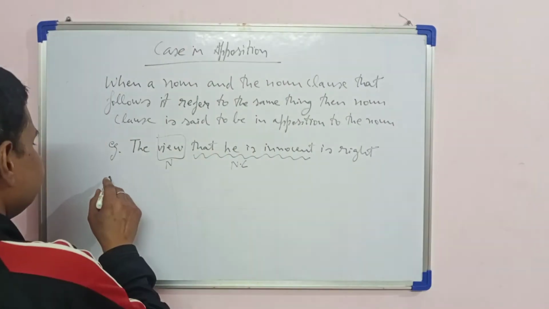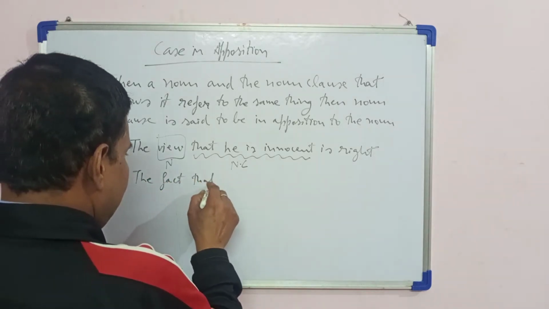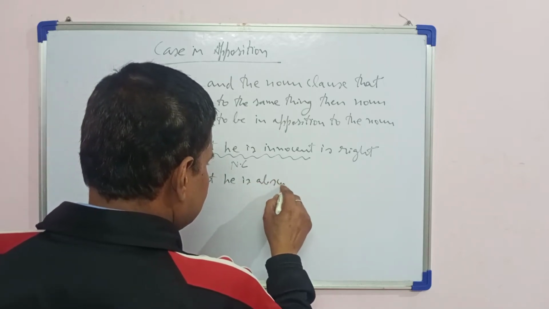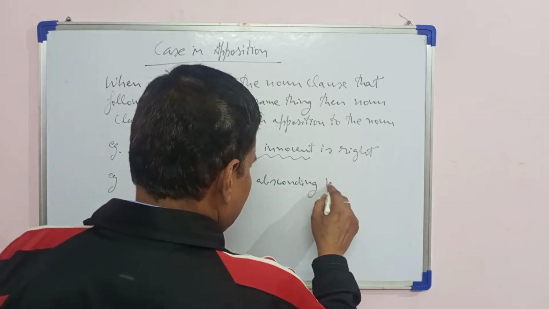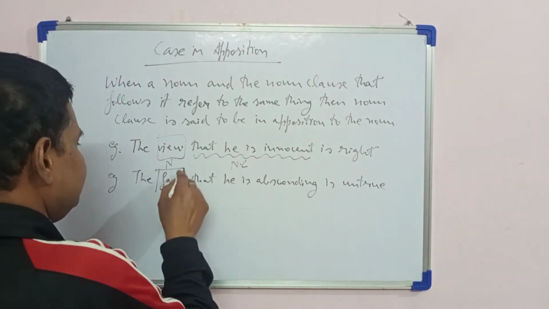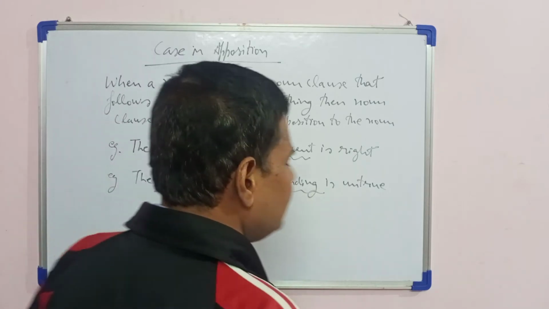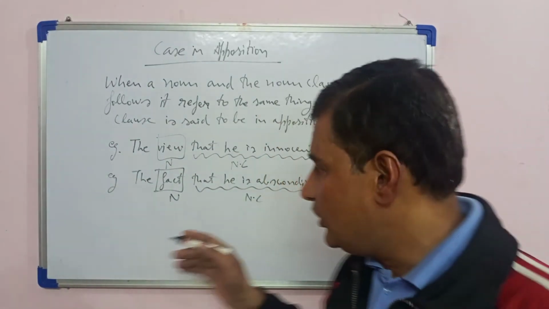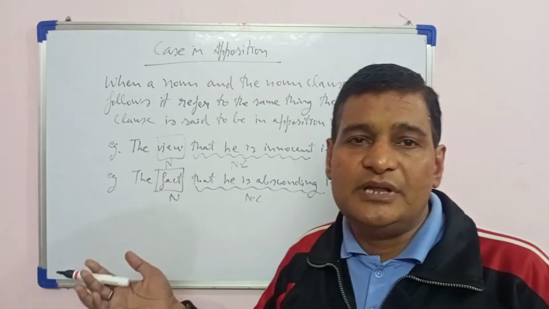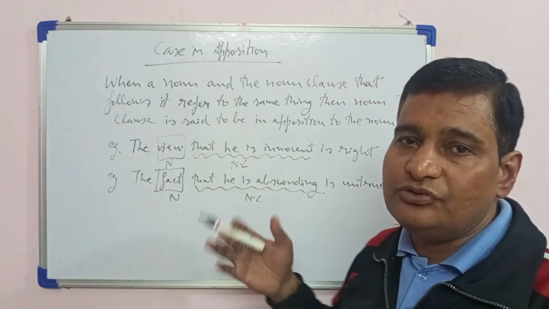See one more example. The fact that he is absconding is untrue. The fact is a noun, that he is absconding is a noun clause. So here the noun clause and noun both refer to the same thing. What is the same thing? That it is untrue. This news is untrue.